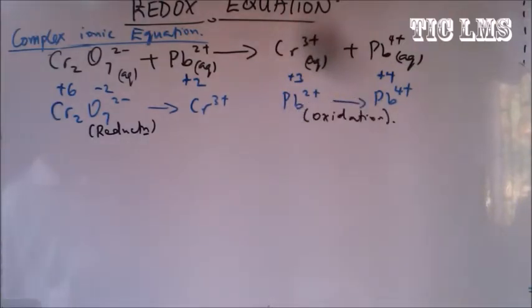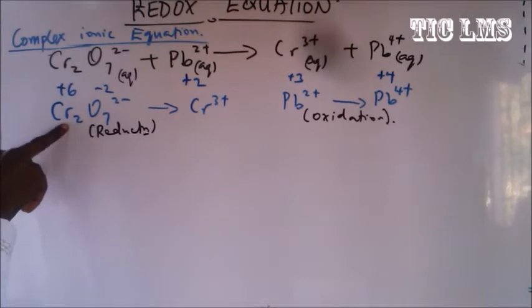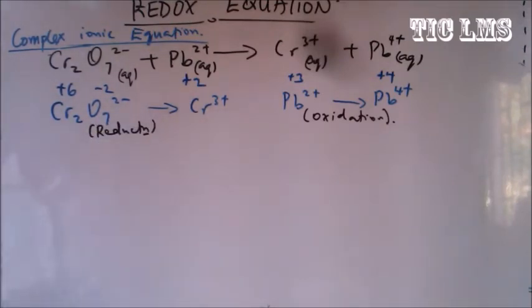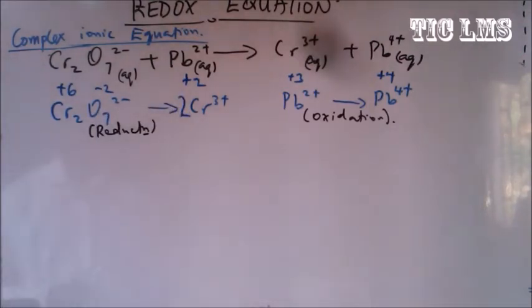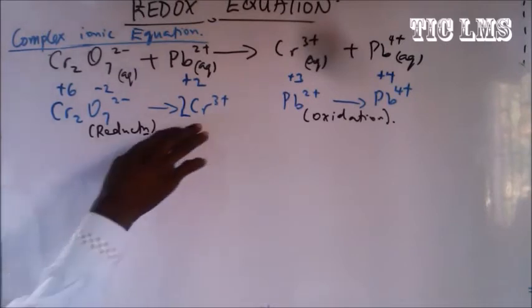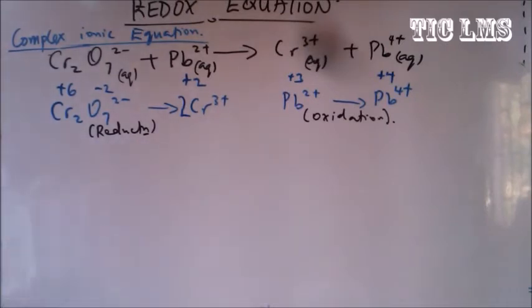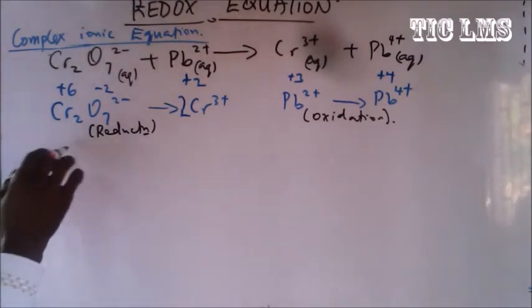Next, we will need to balance the atoms and the electrons. First and foremost, we have 2 chromium atoms here, and we have just 1 chromium atom here. And so what we need to do is to balance it up, we place 2 over here. Next, we will have the half cell side by side. Alright, so let us balance for the reduction first.